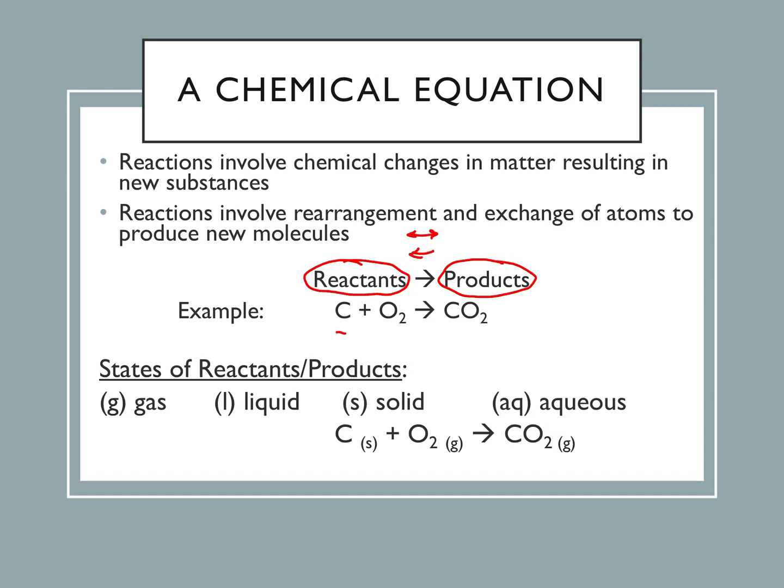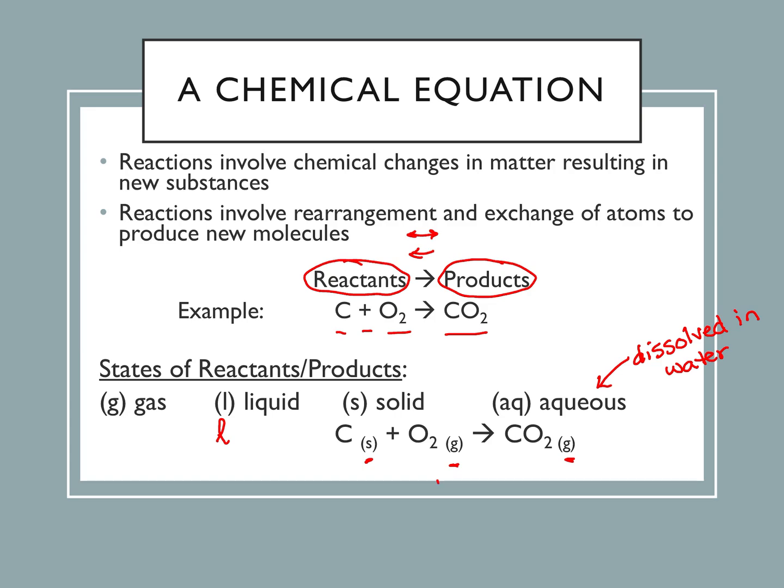Here we have carbon plus oxygen gives us carbon dioxide. So our reactants are carbon and oxygen, and our products are carbon dioxide. You will also have the states of matter of the reactants and the products. G stands for gas, L stands for liquid, and usually we'll write this as a cursive L. S stands for solid, and AQ stands for aqueous, which means dissolved in water. And we are always going to put our states of matter after our chemicals. So like carbon here is a solid, oxygen is a gas, and carbon dioxide is a gas.